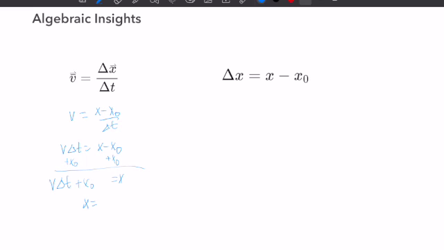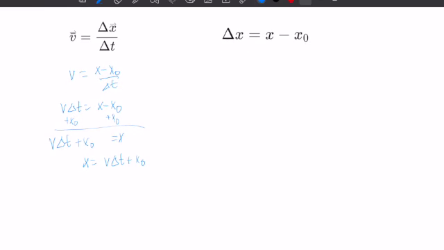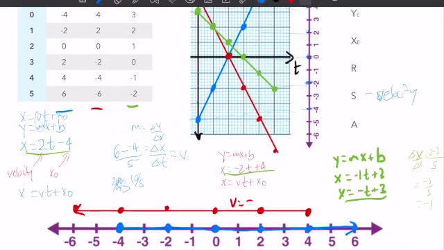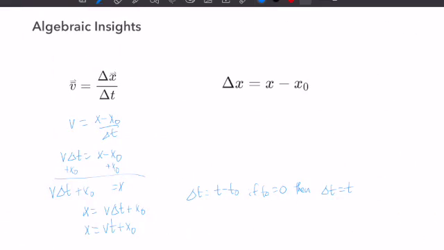And I'm just going to switch sides. Now what is delta t? Delta t would be t minus t0. If t0 equals 0, then delta t equals t. So x equals vt plus x0, which is what we saw from the graphs when we looked at the line. And that is in the form of y equals mx plus b, a straight line.